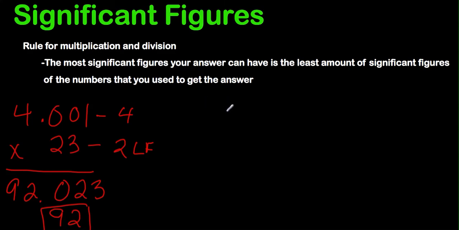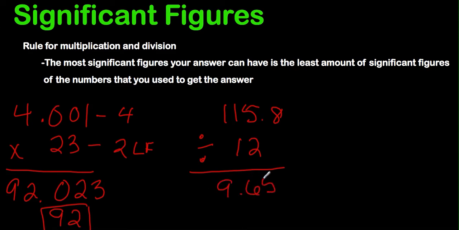This time we'll use division. So we're going to say 115.8 divided by 12. And when we do this, we get 9.65. Now, that looks like it should be pretty close to what it really should be, but when we look here, we have 1, 2, 3, 4 significant digits. Here we only have 2. So again, that is our limiting factor.